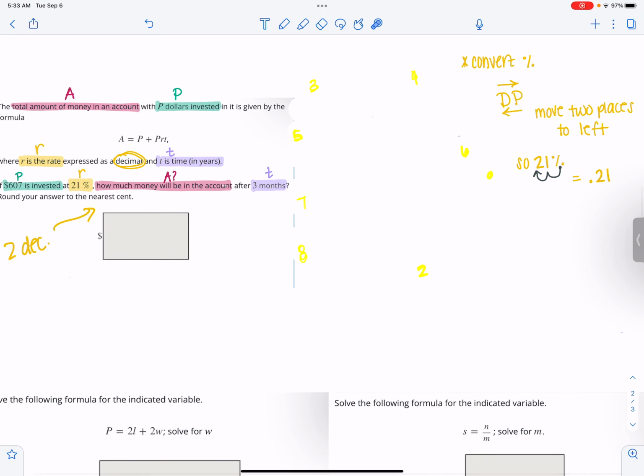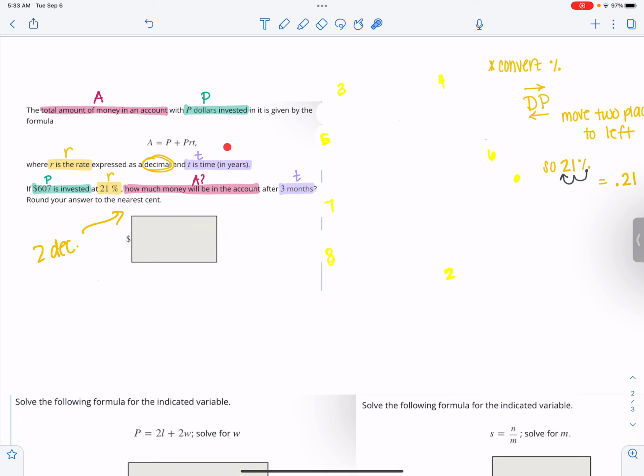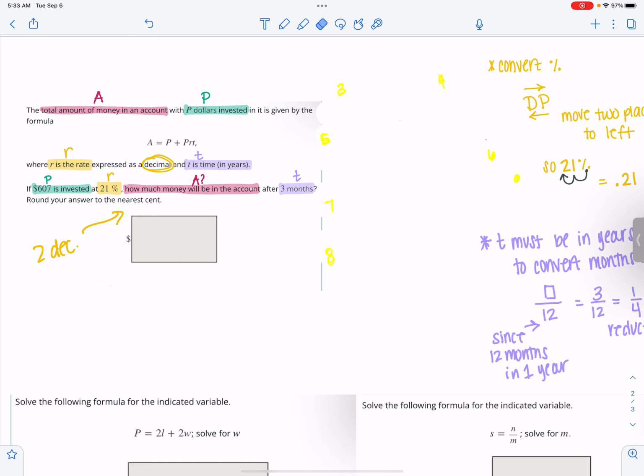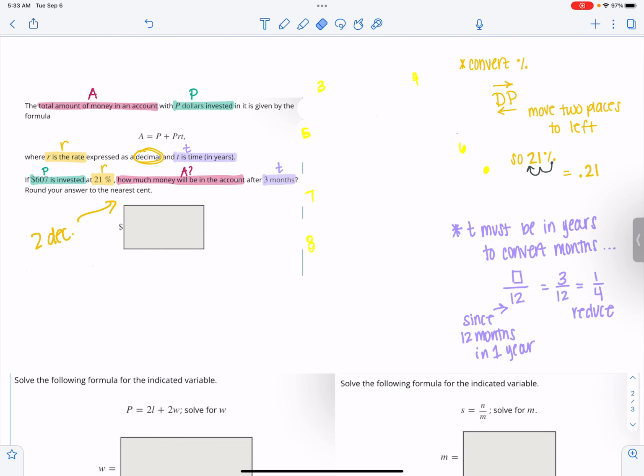I also have a problem here that said that time is given in years, and I have a time in 3 months. So I need to convert the 3 months to years in order to do this equation. To convert the time from months to years, you're going to put the months over 12 since there's 12 months in a year. And so in my case, that's 3 over 12. Reduce that down to get 1/4.